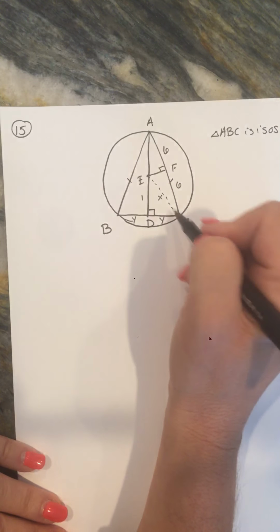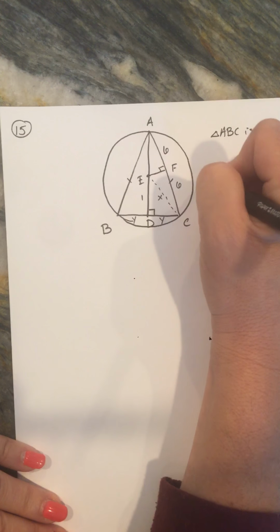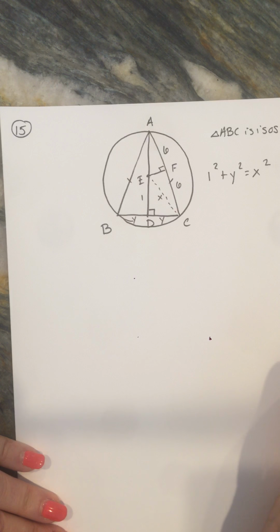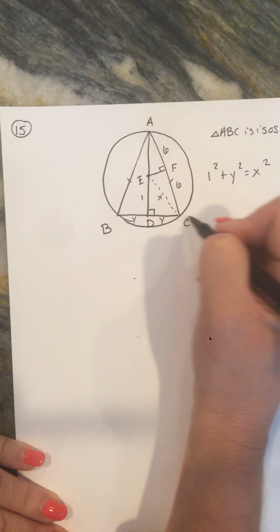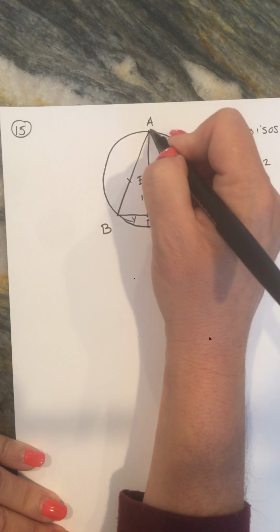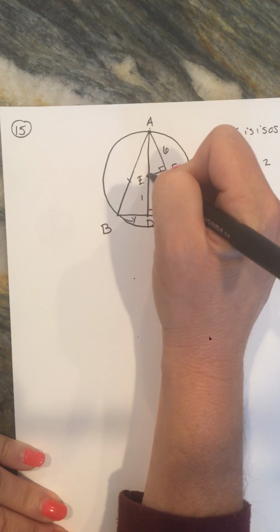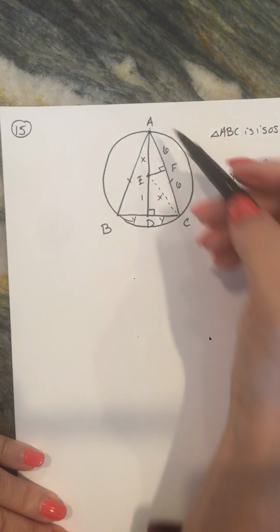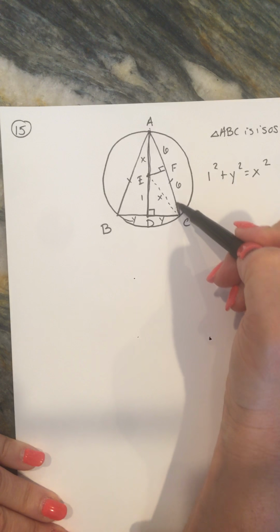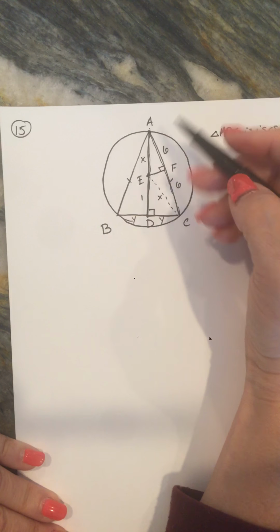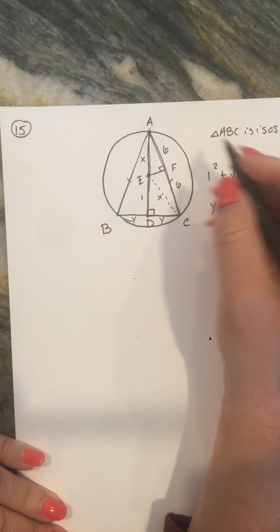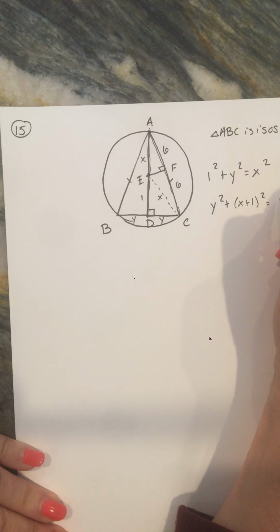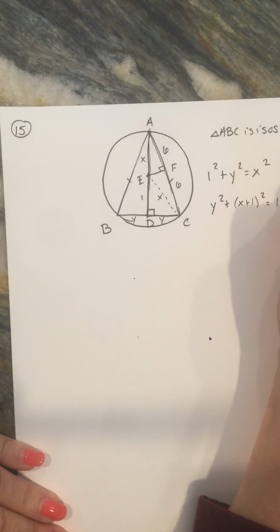All right, let's look at our triangles here. We have this right triangle here, so 1 squared plus y squared equals x squared. And then we have this triangle. Oh wait, what's the length from A to E? A to E is a radius. What did we call our radius? X. So looking at this triangle here, we have y squared plus x plus 1 quantity squared equals, the hypotenuse is 12 squared.